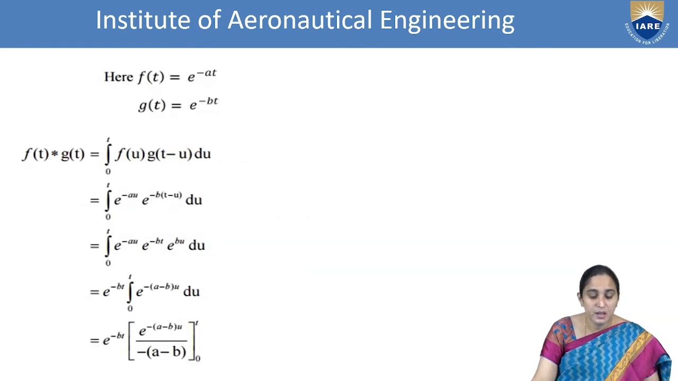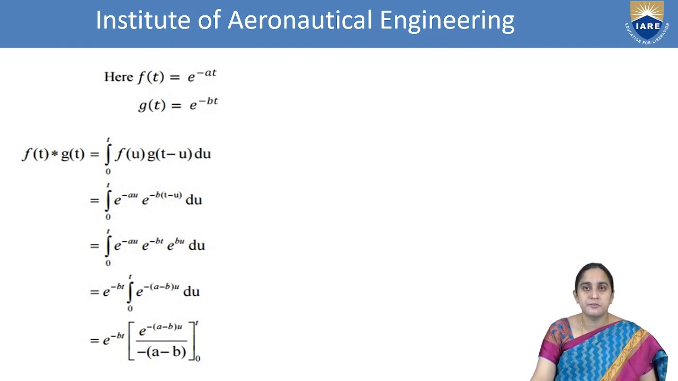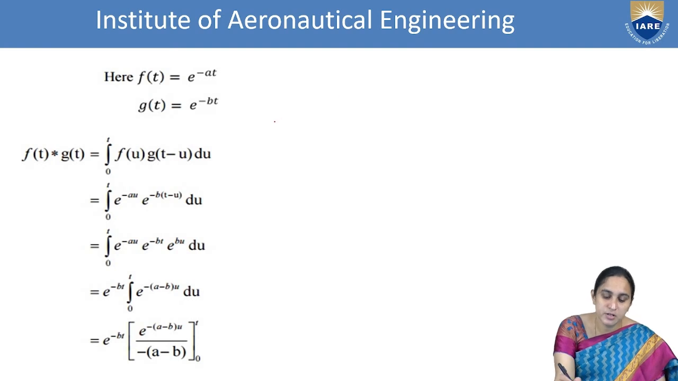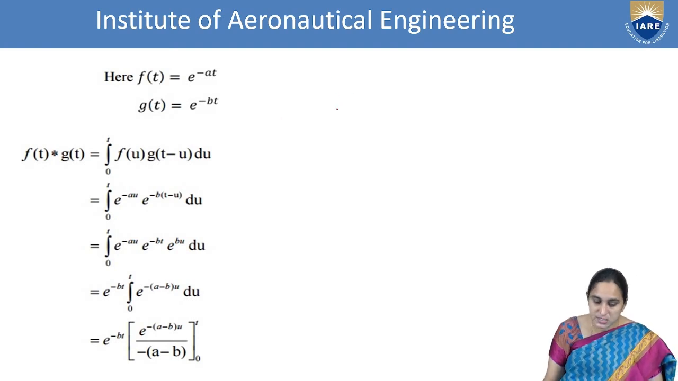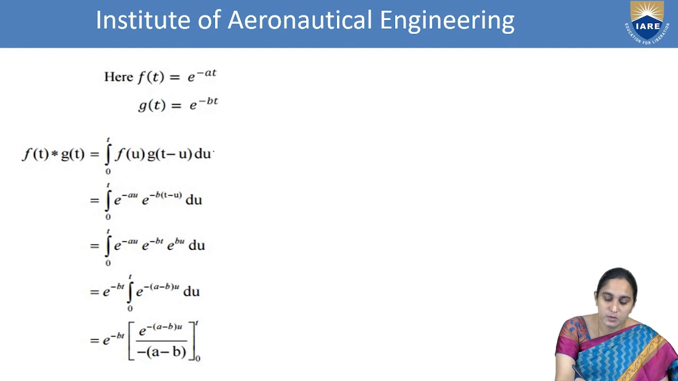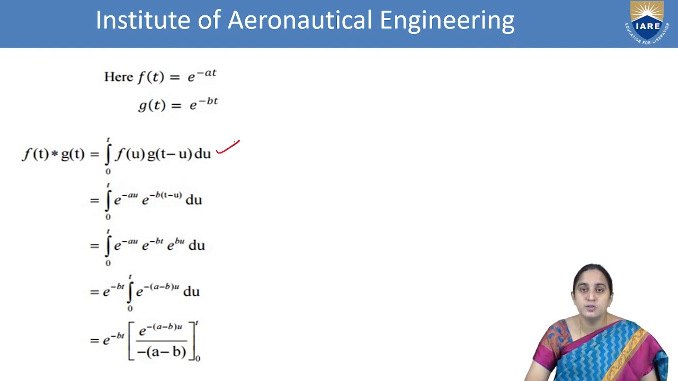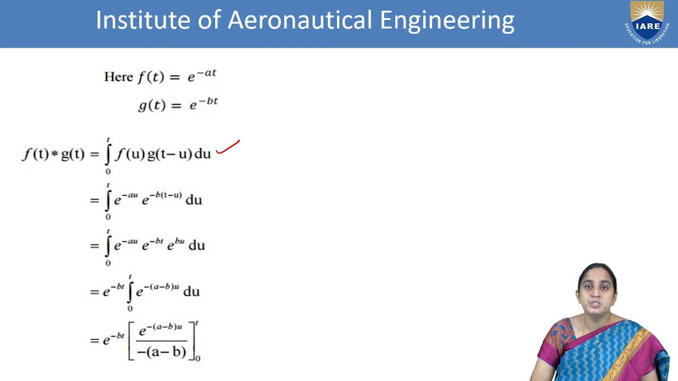Let us assume that e power minus at is f of t and e power minus bt is g of t. By using the convolution theorem, f of t star g of t is equal to the integral from 0 to t of f of u g of t minus u du.